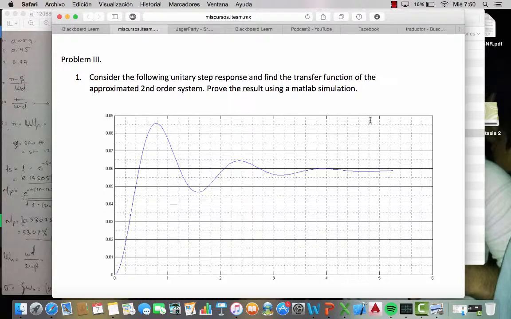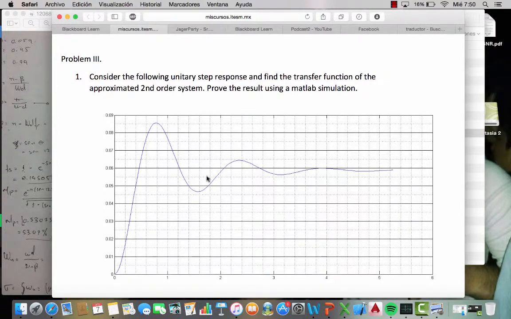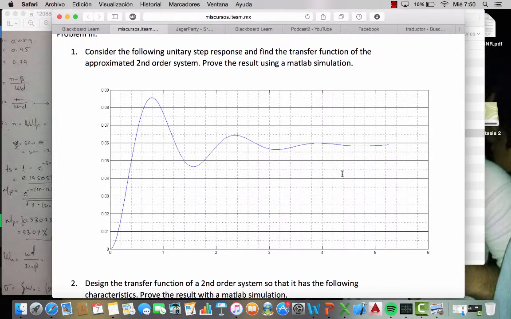So, the first activity is to consider the following unitary step response and find the transfer function of the approximate second order system, proving and providing the result using a MATLAB simulation. So, we have the plot. By intuition, we got some values.